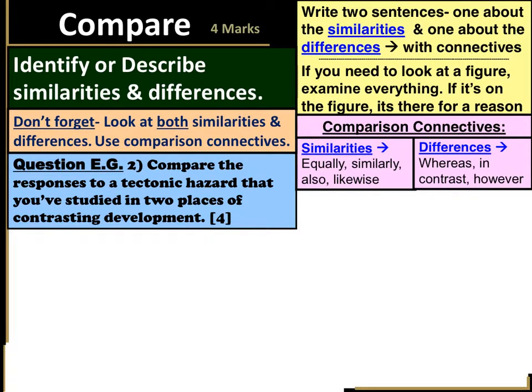So we're talking about one rich country, an HIC, and one poorer country, so an LIC, or maybe one towards the middle, an NEE, newly emerging economy. Again, look at the similarities and the differences. Look at those comparison connectives to use in your answer. There's a sample answer on the next slide.